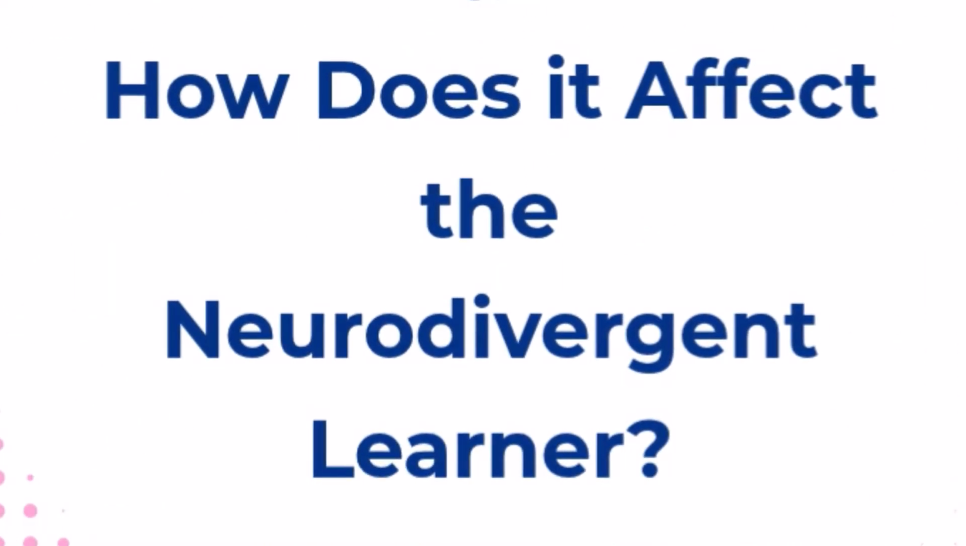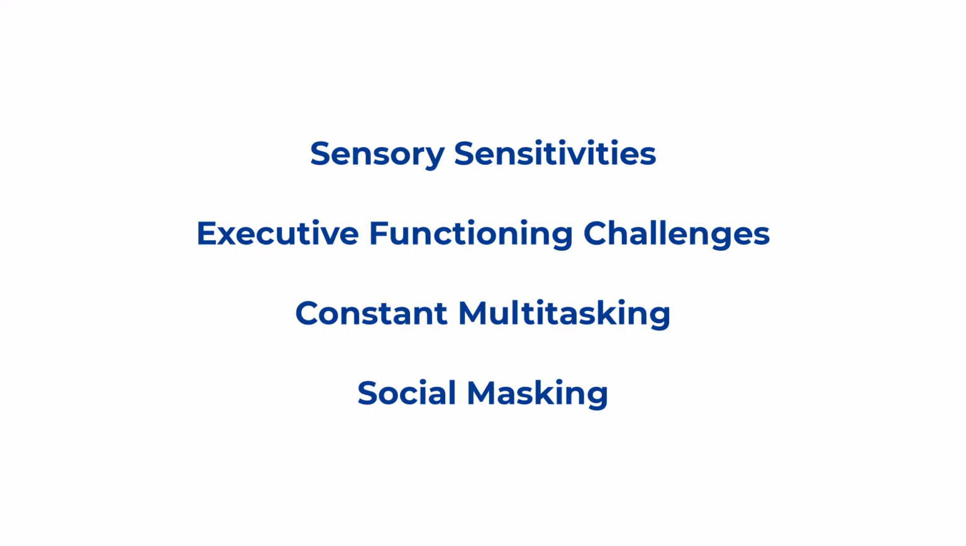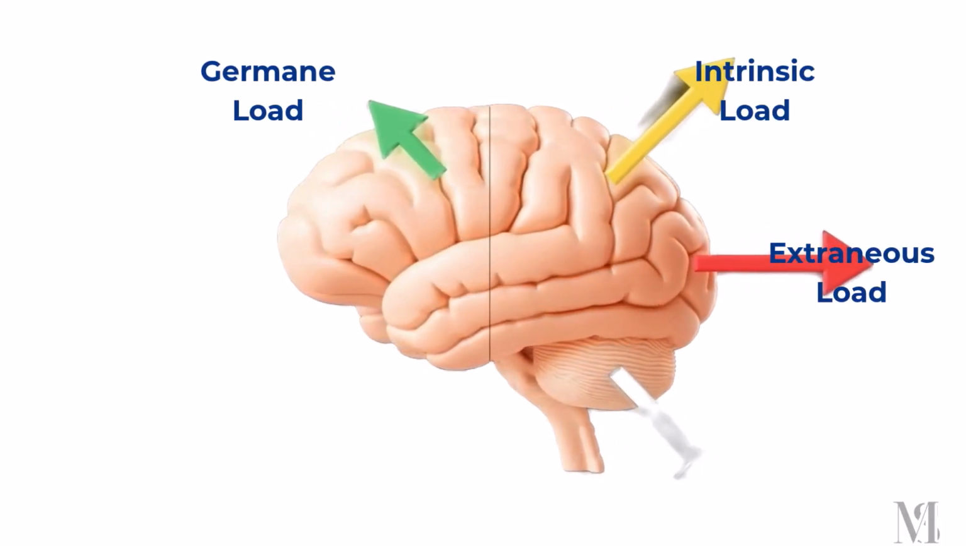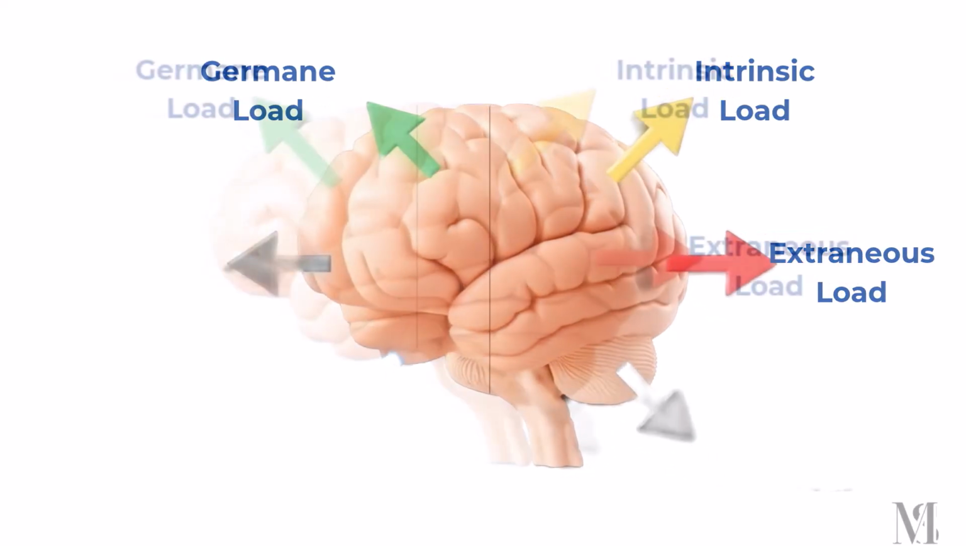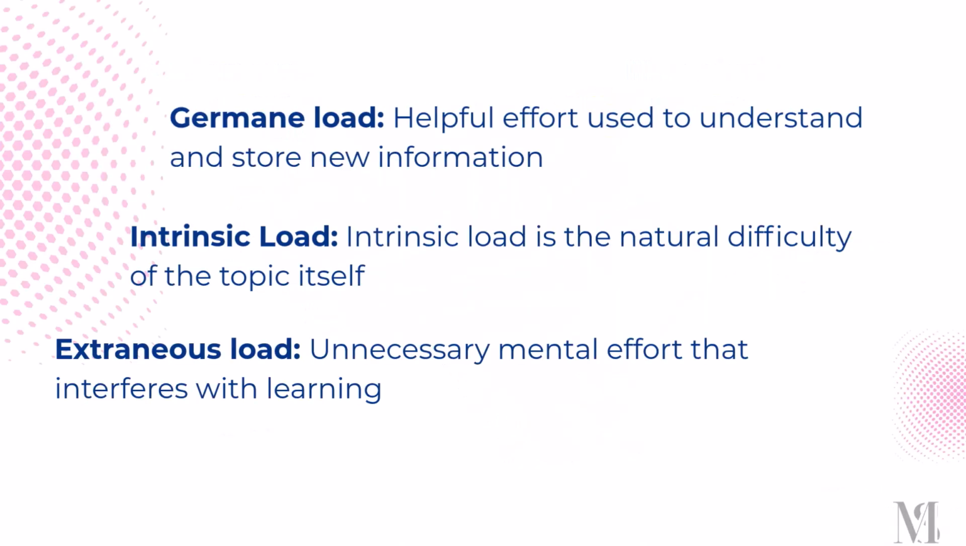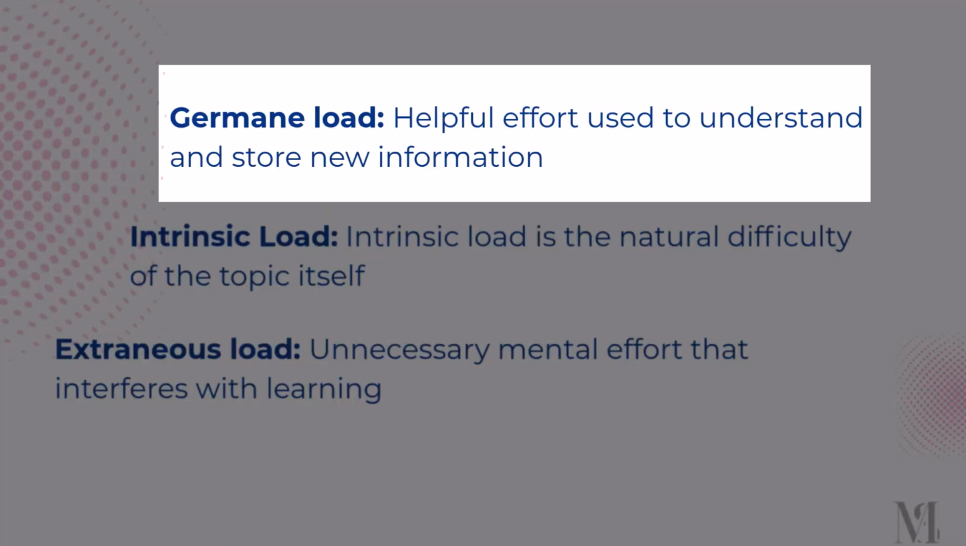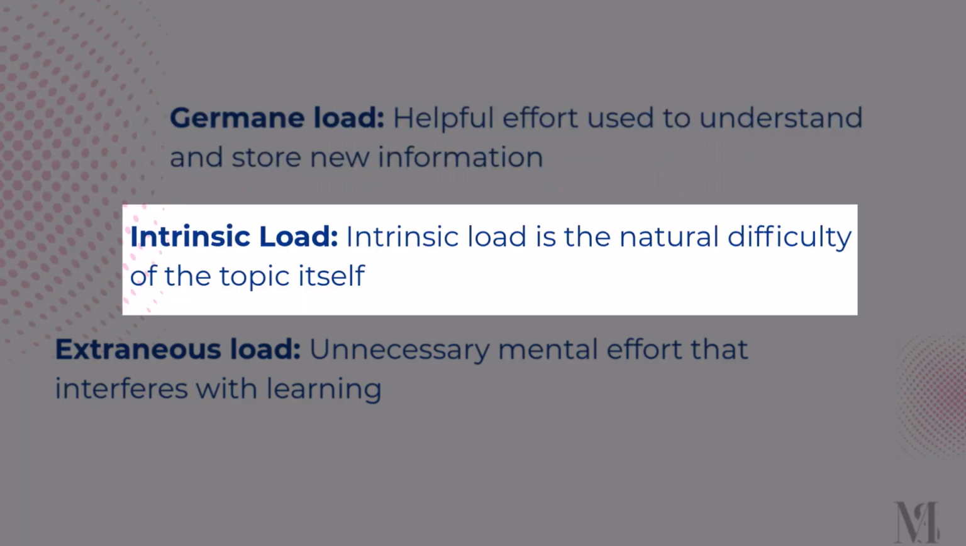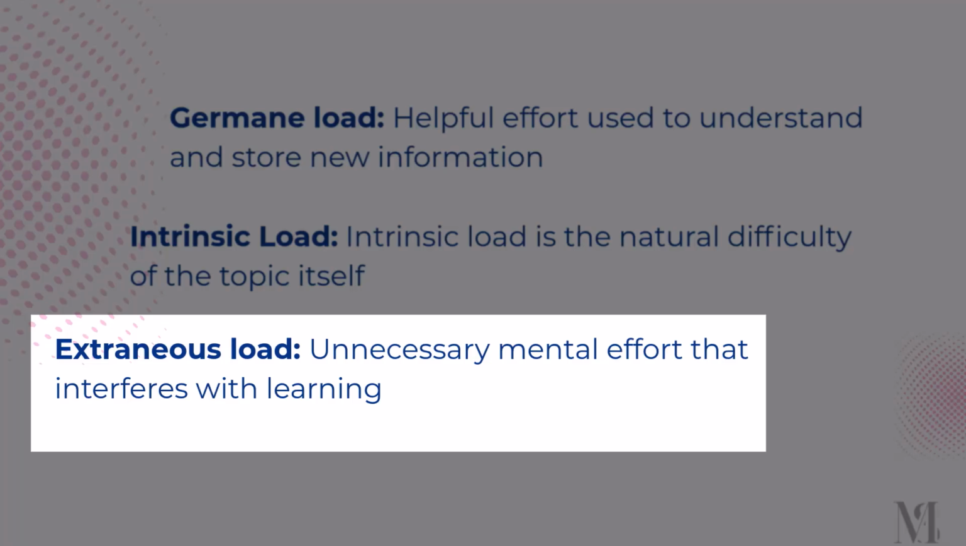For neurodivergent individuals, this often stems from a combination of sensory sensitivities, executive functioning challenges, and environments that require constant multitasking or social masking. There are three types of cognitive load: germane, intrinsic, and extraneous cognitive load. Germane load is the helpful effort used to understand and store new information. Intrinsic load is the natural difficulty of the topic itself. Extraneous load is unnecessary mental effort that interferes with learning.